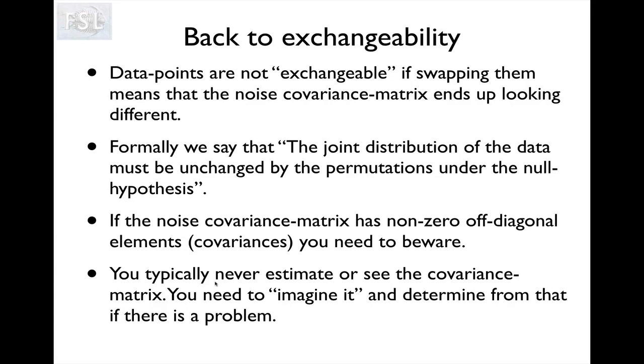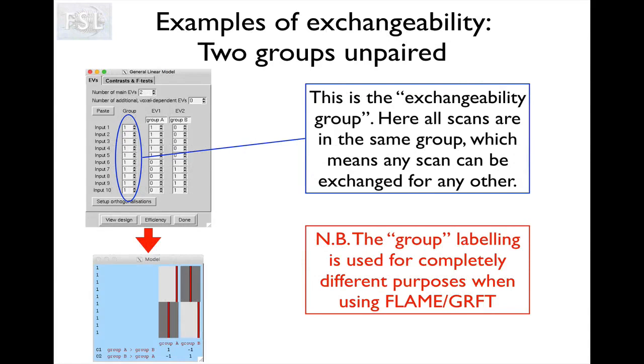So what we need to do is imagine it. We need to think about, when we are deciding whether we can use permutation testing, what the covariance matrix might look like. And when you think about it, you think, oh, okay, so there's a covariance between that point and that point. That's when you might have a problem, right? Okay, so that was an example of data that wasn't exchangeable. So let's look at examples of data where we have exchangeability.